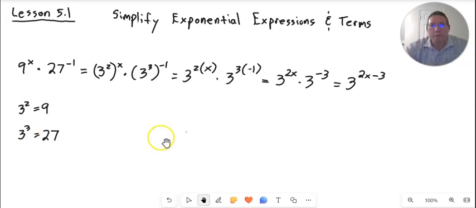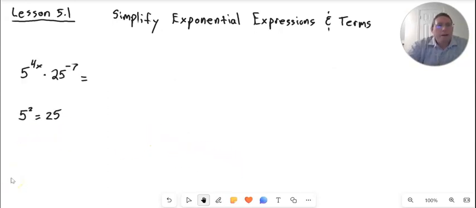Let's do another example. Okay, so what we have here is 5 to the power of 4x times 25 to the negative 7 power. And I want to remind you that 25 is the same thing as 5 squared, or 5 to the second power. This 5 does not have to be changed at all, because we're reducing the 25 into something that has the same base as what this is over here. So sometimes you don't have to change both of them. Sometimes you only have to change one of them.